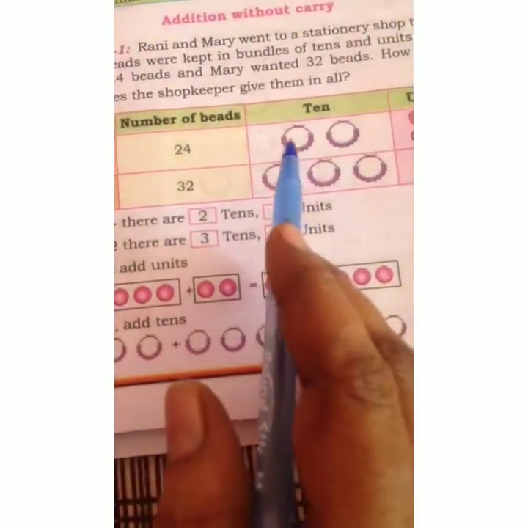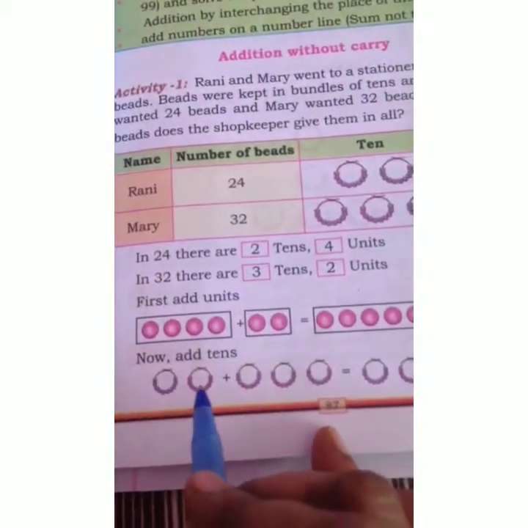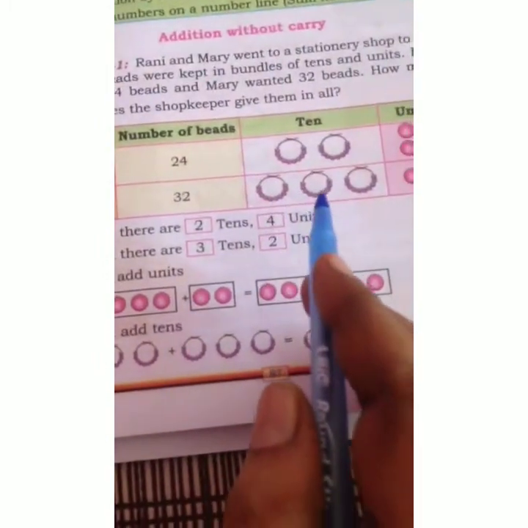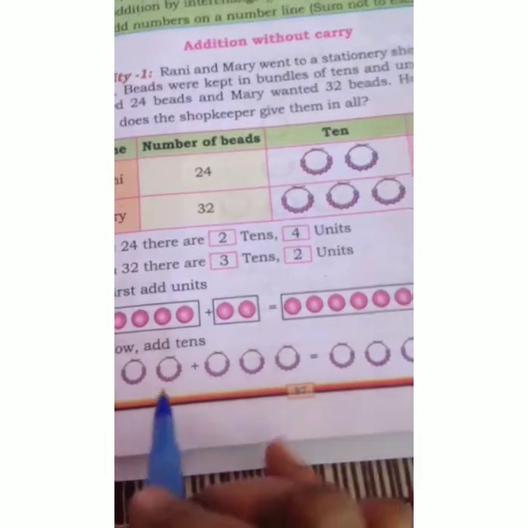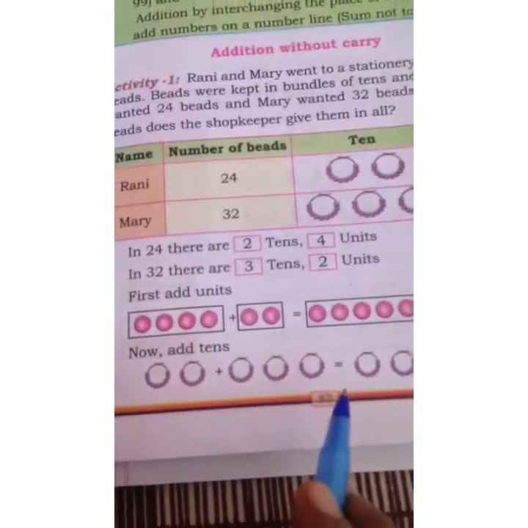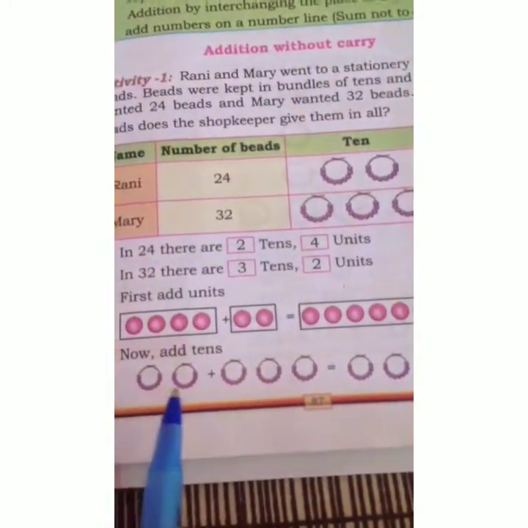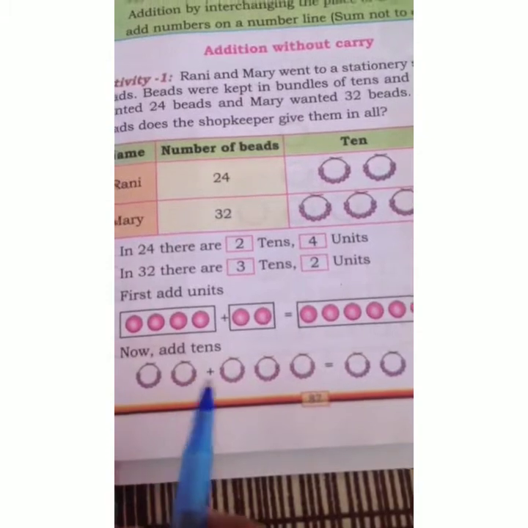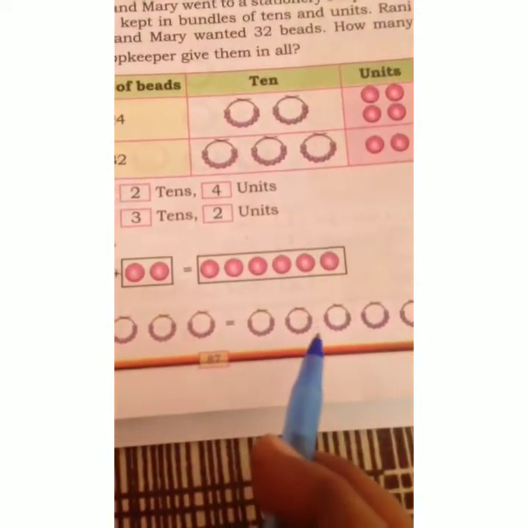Next, now add tens. How many tens? Here see, in the first one 1, 2. So 2 chains they have written. And in the second one how many? 3. So they have written 3 chains. Total how many chains? 1, 2, 3, 4, 5. That means 5 tens, 6 units. Answer is 56.